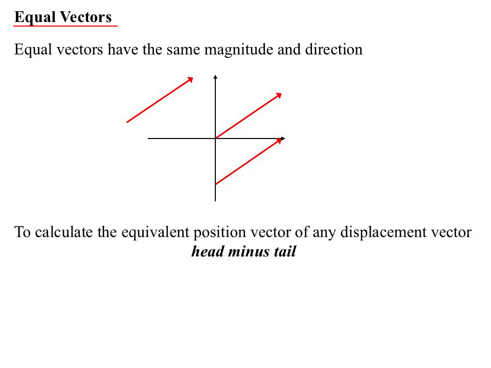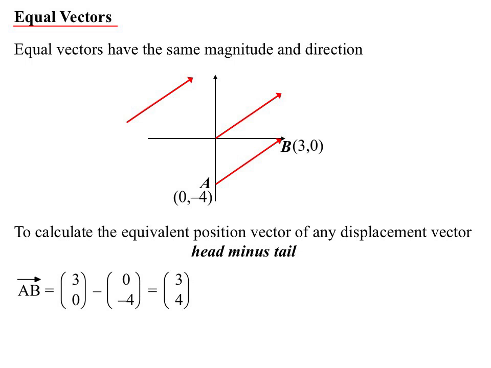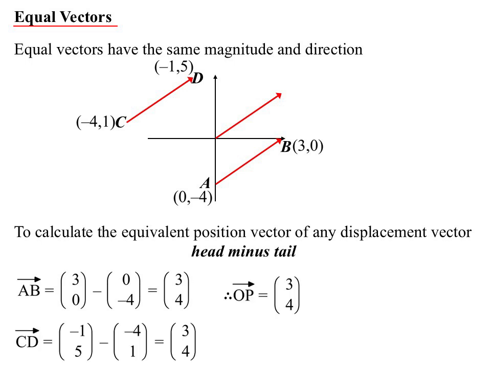To calculate the position vector, no matter where it is, I just go head minus tail and I'll get the same answer. So let's say B is the point (3, 0), A is the point (0, -4). Then I know the position vector of that is (3, 4). That's our vector, (3, 4). CD, there's the coordinates of CD. I subtract them and again I get (3, 4). So therefore, I actually know P must be the point (3, 4), because then when I anchor it to the origin, I get the same thing, (3, 4).